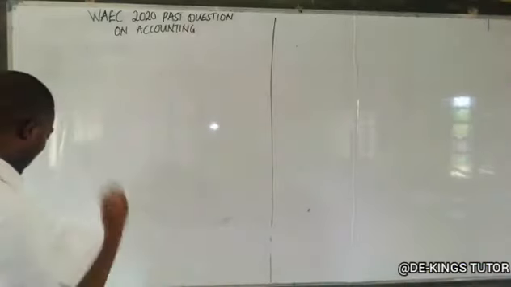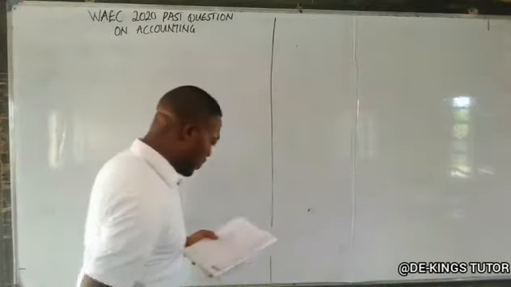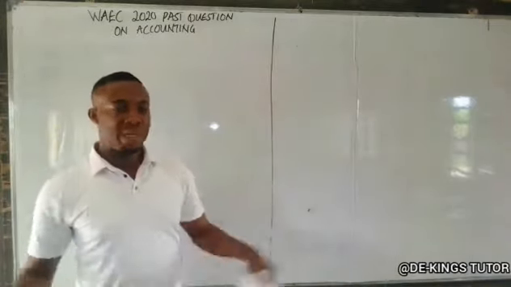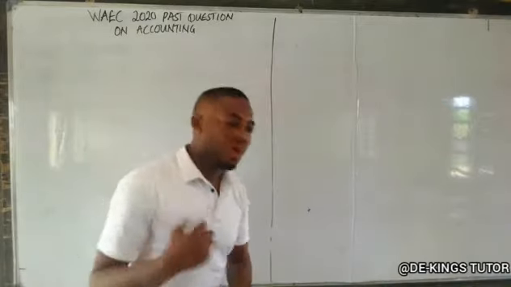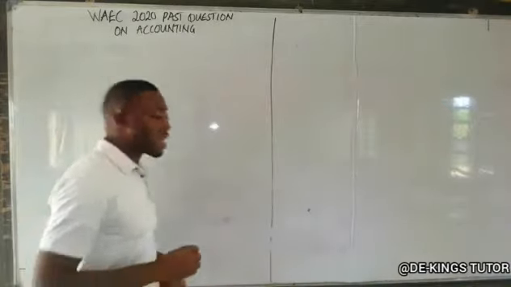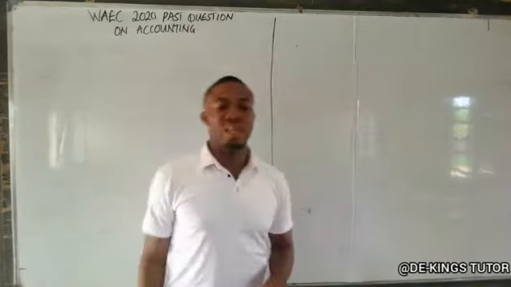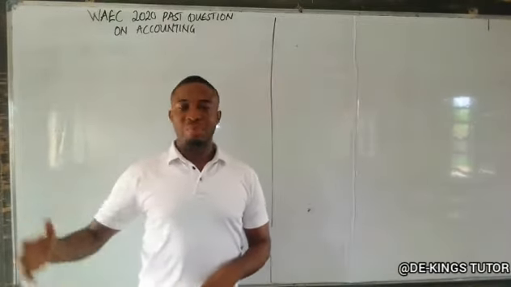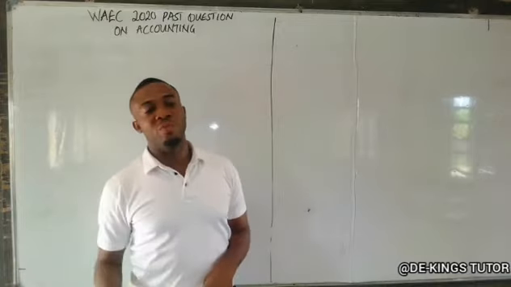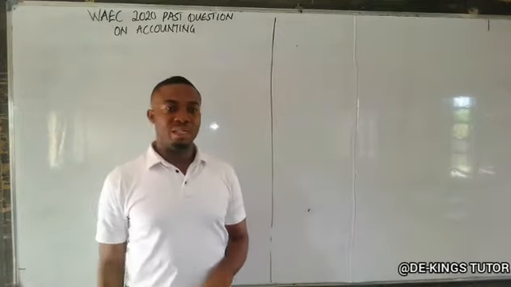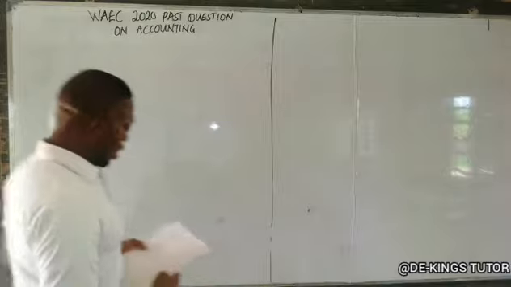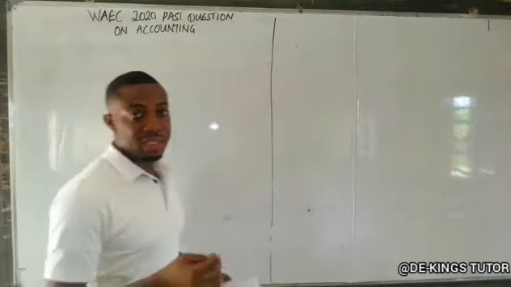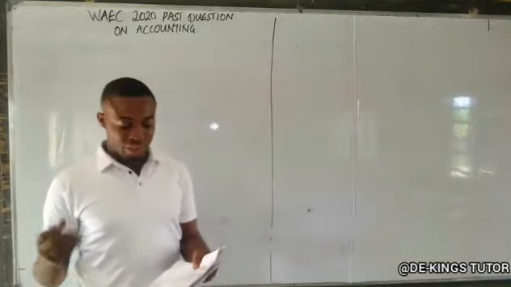So they said we should prepare the departmental trading profit and loss account for the year ended. A departmental trading profit and loss account is the same thing as a trading profit and loss account, just that this one has a column for each department. So to do that, we have to first apportion. They said expenses are to be apportioned, so let's treat that first.